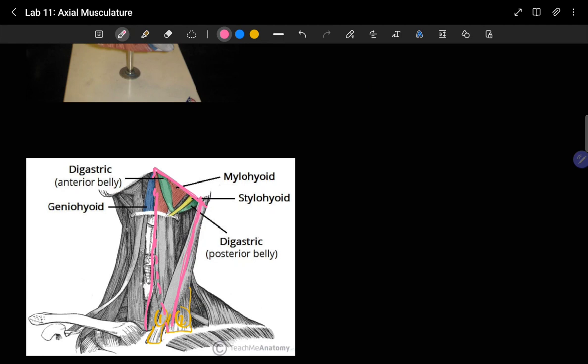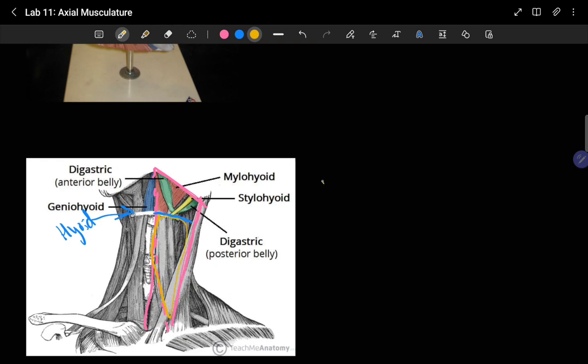Erase this here. Within one of those half triangles, we have two groups of muscles. We have muscles above our hyoid, which is right here, our hyoid bone, and we have muscles below our hyoid. So that's going to be everything in this region.